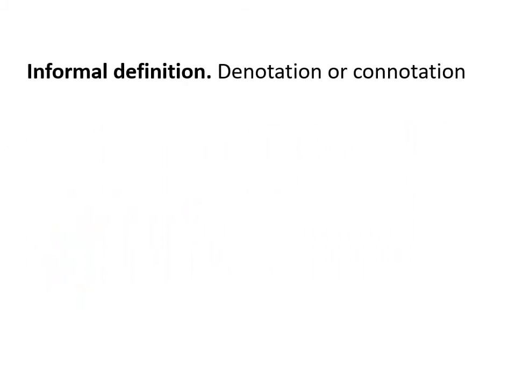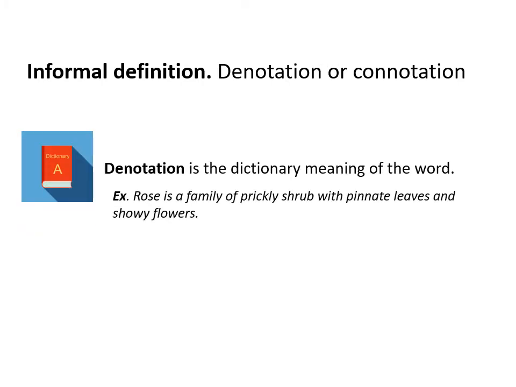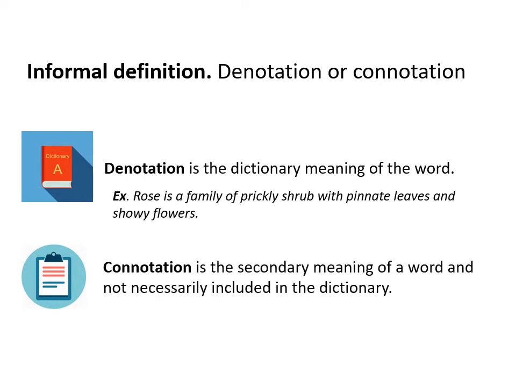So there are different types of definition. We have informal definition. When you say informal, it is denotation or connotation. Denotation is the dictionary meaning of the word. Rose is a family of prickly shrub with pinnate leaves and showy flowers. So that's denotation based on the dictionary. But when we say connotation, it is a secondary meaning of a word that is rarely included in the dictionary. So it means the extended meaning of the word.